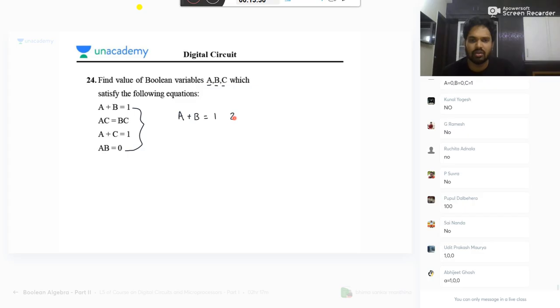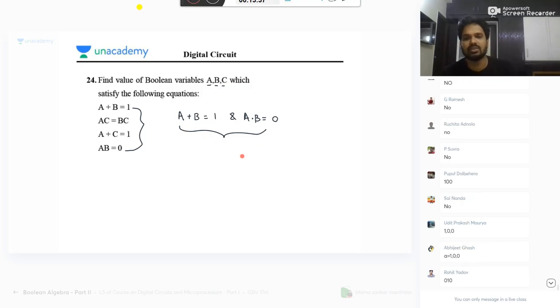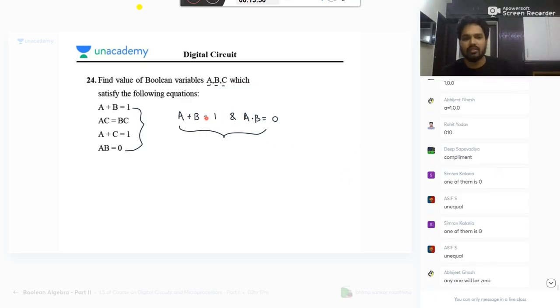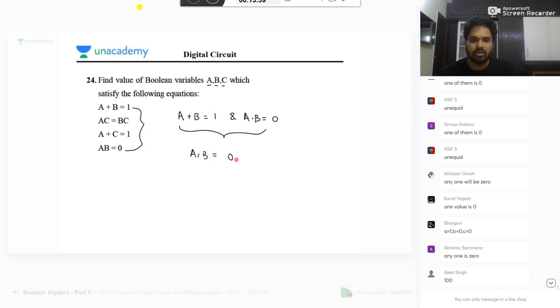A plus B equal to 1 and AB equal to 0. What does it mean? Please listen first. Don't worry about commenting your answers. Just listen. First concentrate on the approach. Simple thing. If A plus B equal to 1 and AB equal to 0, it means A, B equal to either 0, 1 or 1, 0. This is how we can start simply.